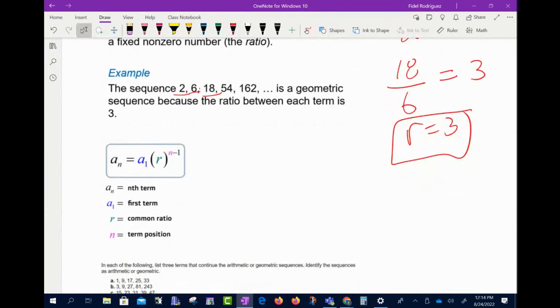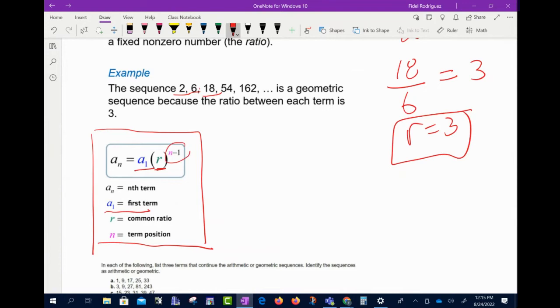We do have a formula for a geometric sequence. And the formula says a_n, which is my nth term, is going to be equal to, remember, a_1 is the first term, times whatever that ratio is. Like in this case, it's 3, but notice the power, n minus 1, right?